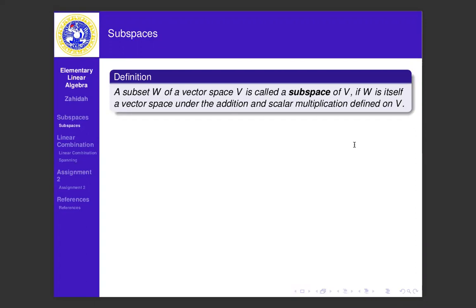Okay, the definition for subspace is we have a subset W of the vector space V. A subset W here is called a subspace of V if W itself is a vector space under the addition and scalar multiplication defined on V. So this is the same operation on V.